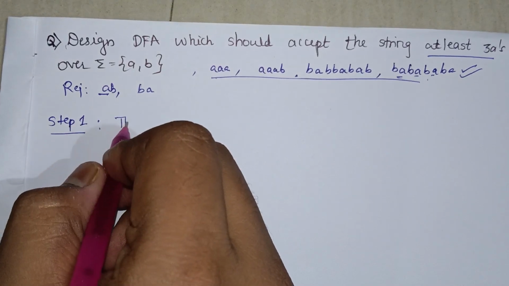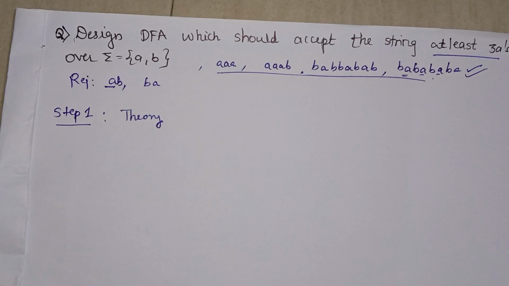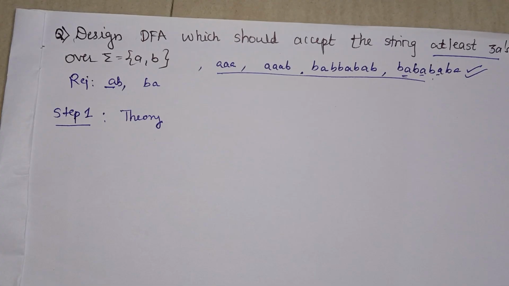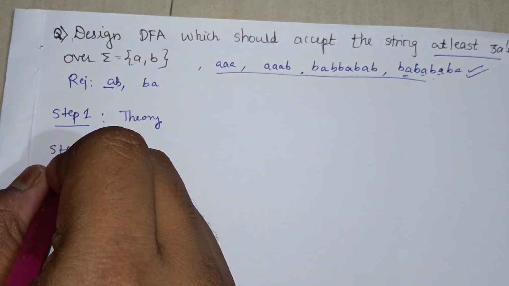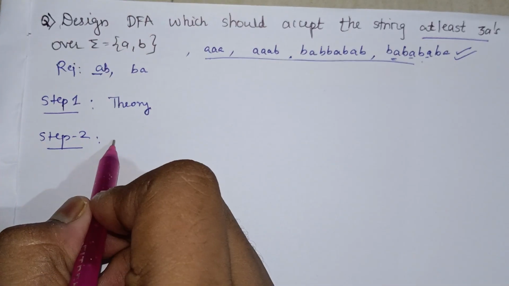is theory, in which you have to define the DFA, its mathematical equation, and you have to write the one line descriptions of the mathematical equation, that what is Q, finite set of states, and all that. Step 2, logic.